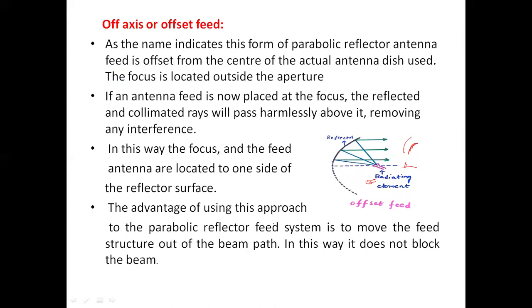So here the advantage of using this parabolic reflector feed system is to move the feed structure out of the beam path. It does not block any part of the beam. That means the horn antenna will be continuously moving from this end of the reflector to this end, and the entire area of the reflector will be illuminated properly.